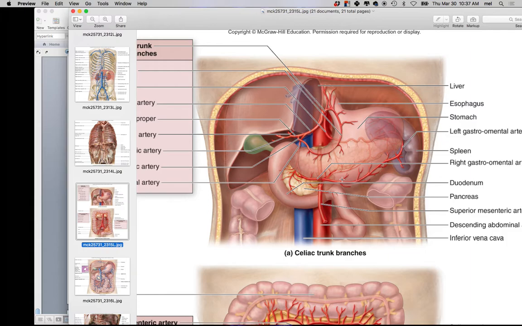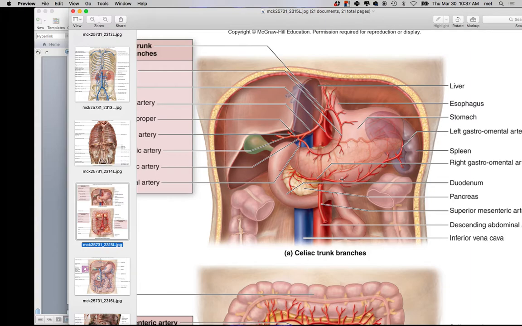This one curves around the stomach, the lesser curvature of the stomach from the right side. That's called the right gastric artery. And it forms an anastomosis with the left gastric artery, right? And they're delivering blood to the stomach. Does that make sense? Okay. Here's the right gastric coming off of the common hepatic.